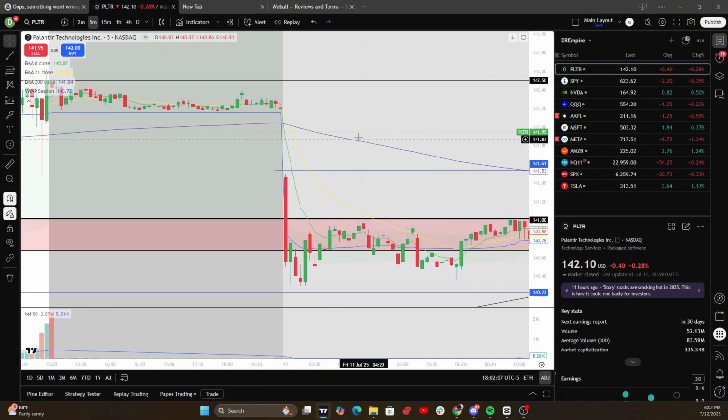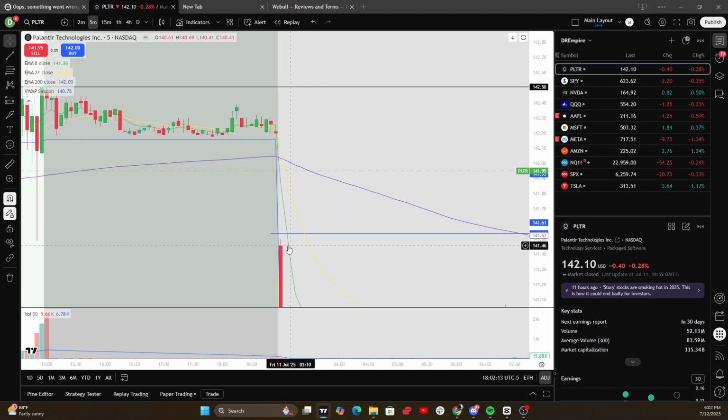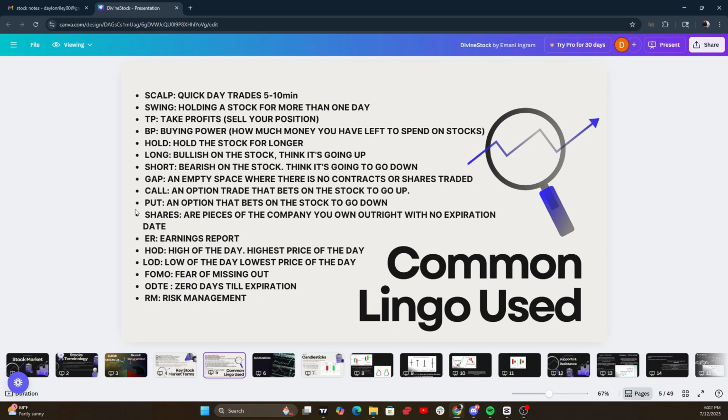All right, so right here, you can see whenever the pre-market opened, we had a big gap down from 142.20 about to 141.50. And so that's an example of gap down. And like I said, as we go on in the future, I'll make more in-depth videos about kind of everything that we're talking about. I just want to get you guys familiar with the lingo that's being used. That way we can begin our trading journey together.